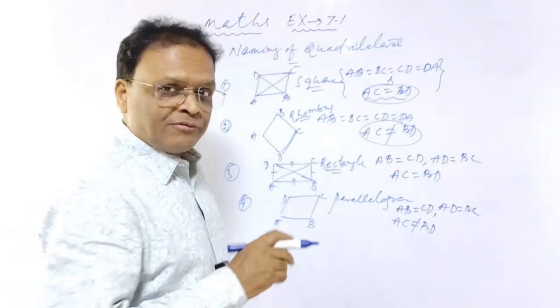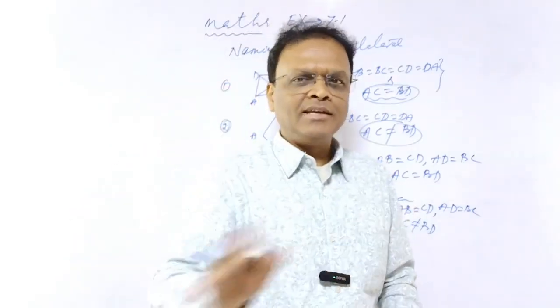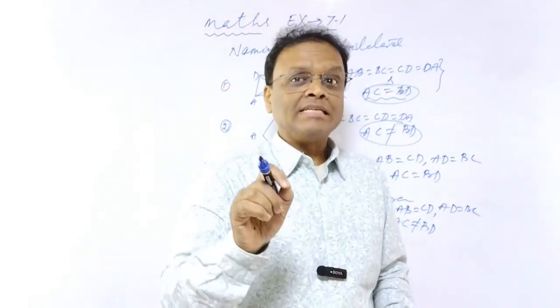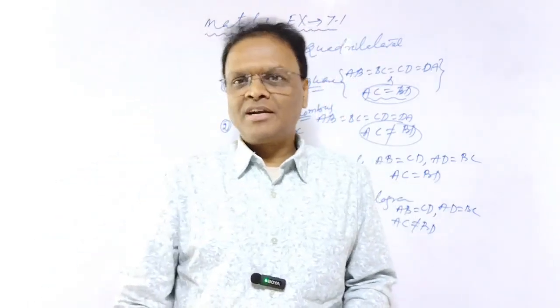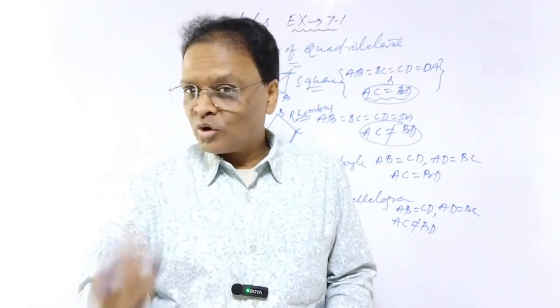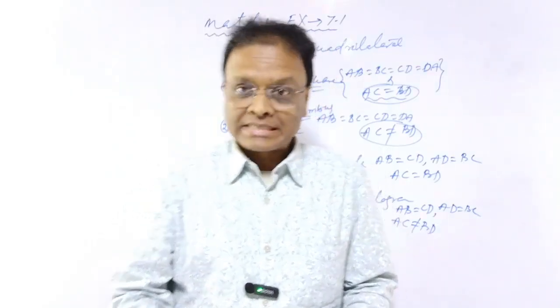Now, if all the four sides AB, BC, CD, DA are different, then it is a trapezium. If all the four sides are different, then definitely the given quadrilateral is a trapezium. So this was your question number 6.